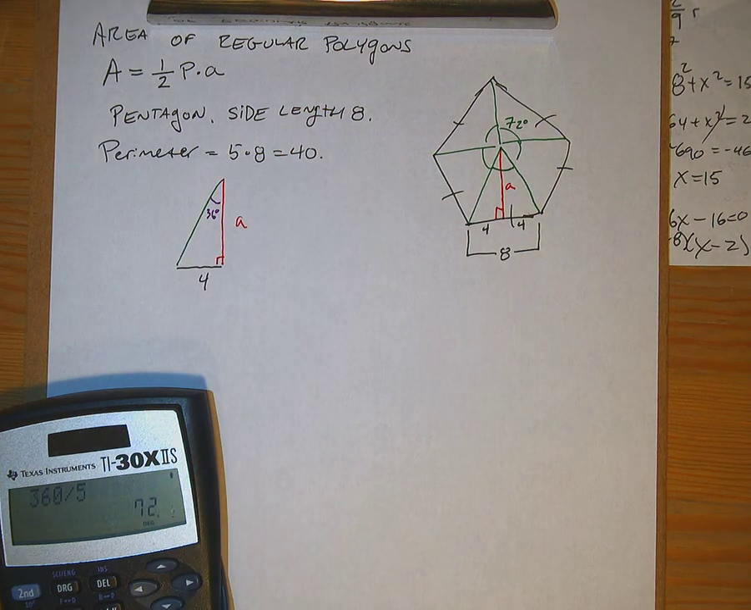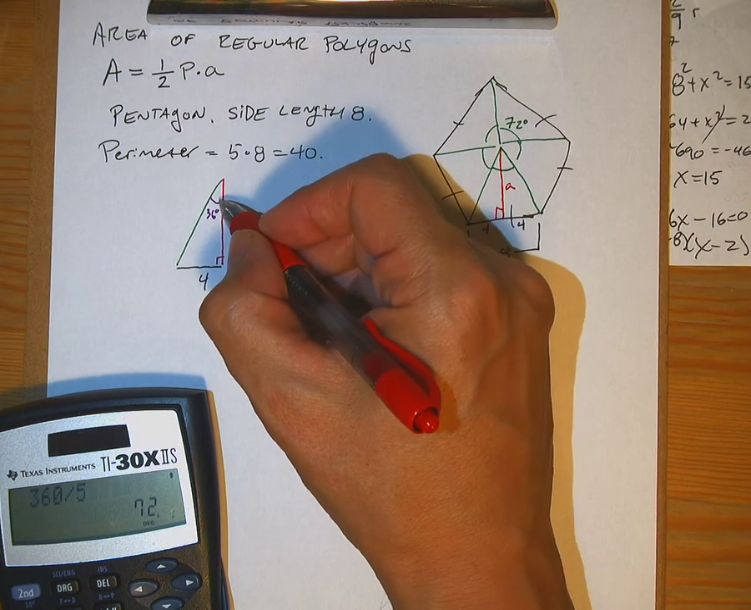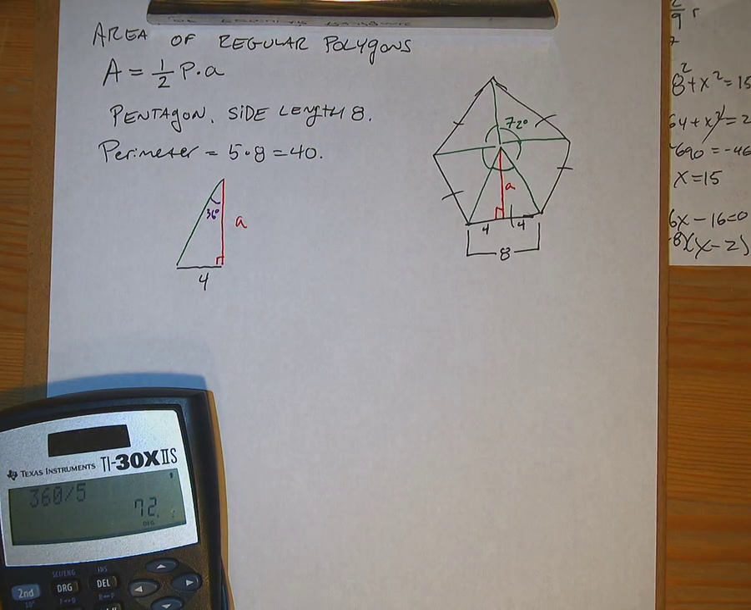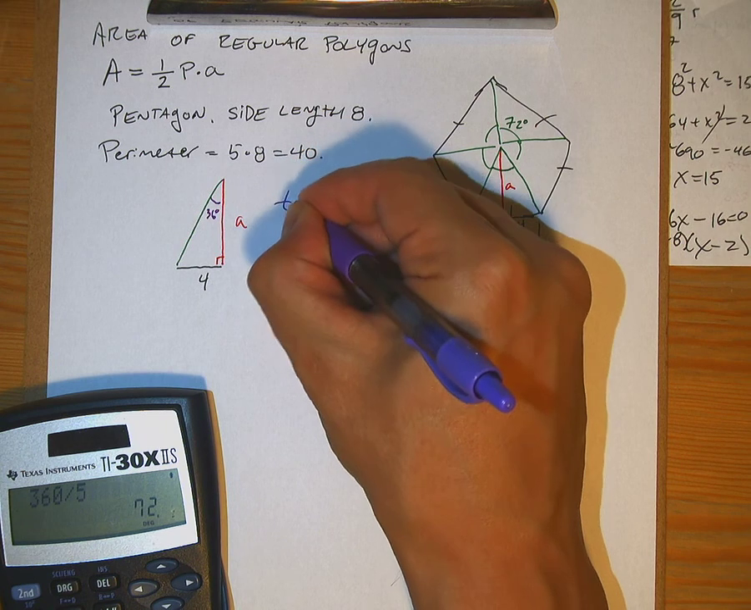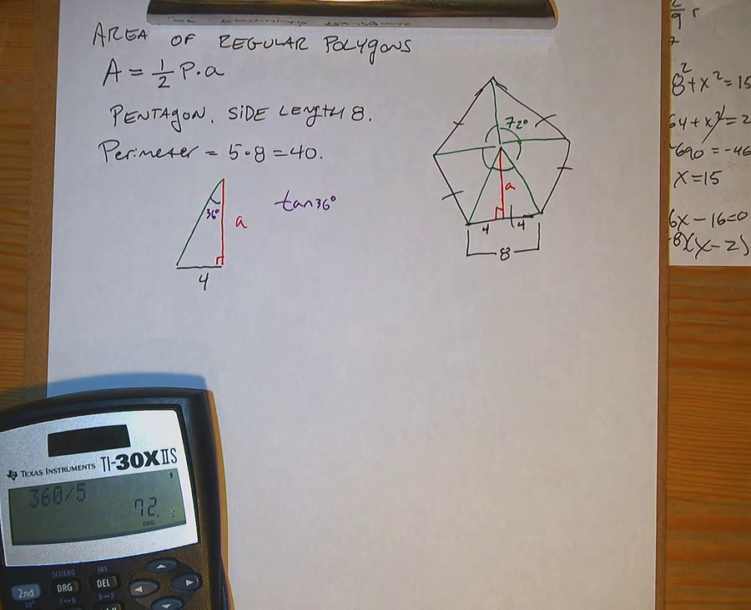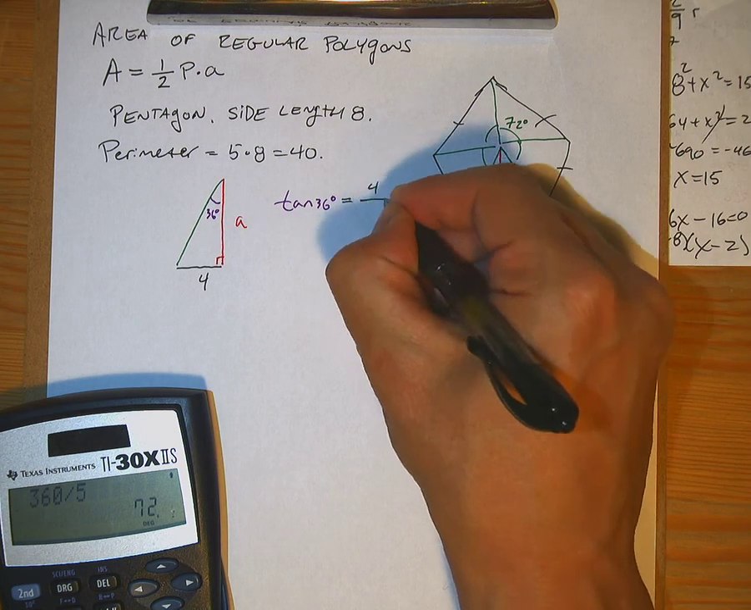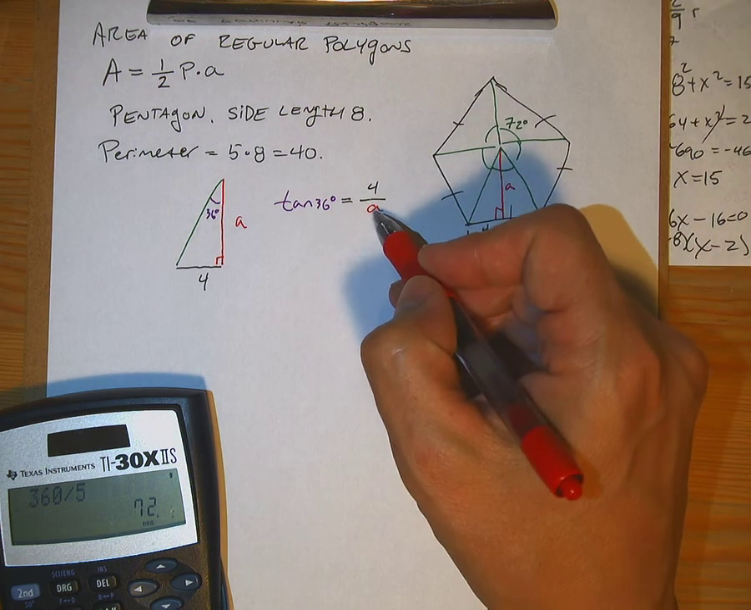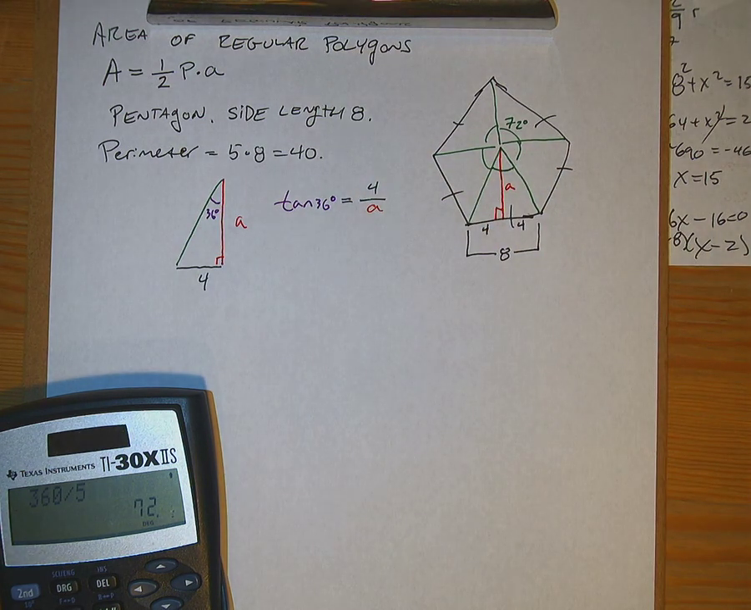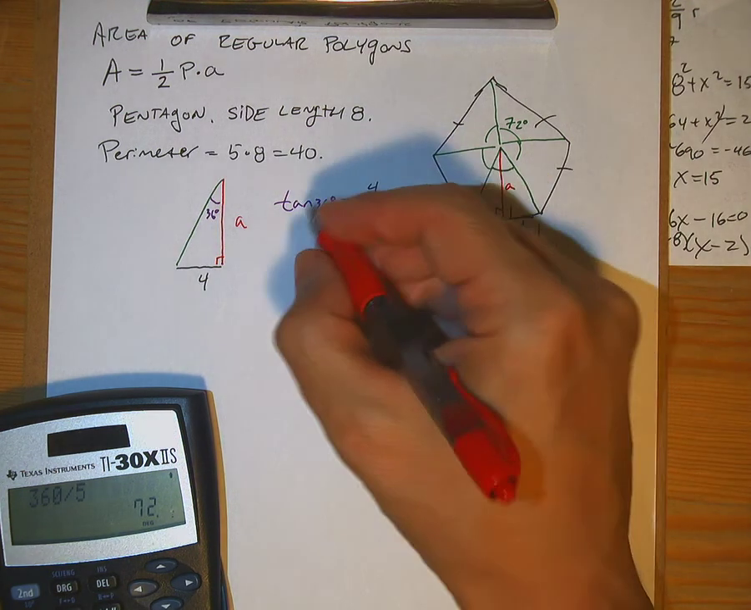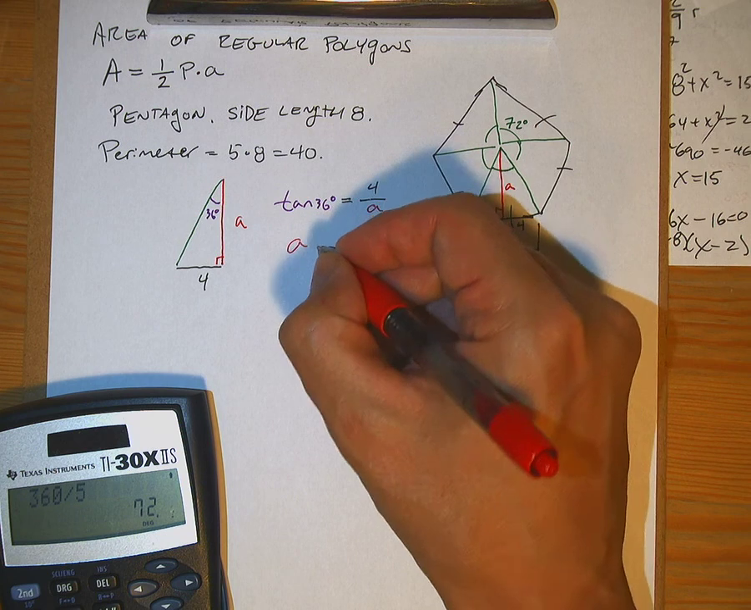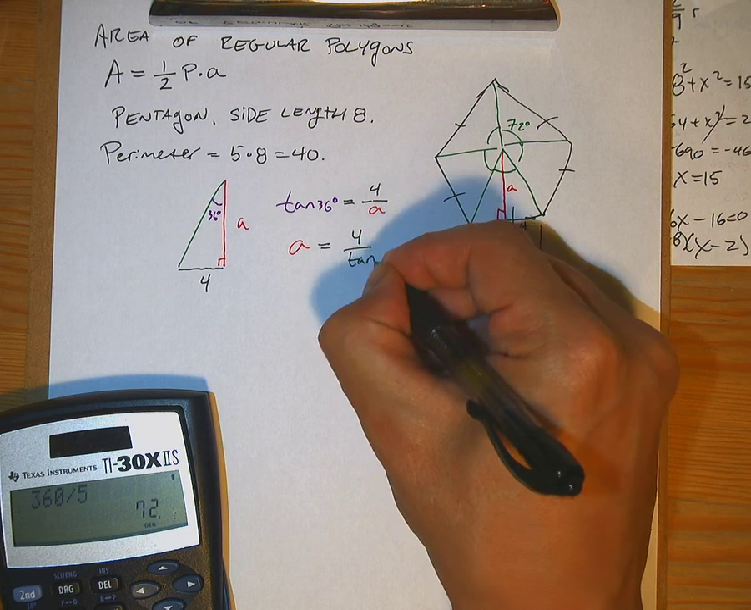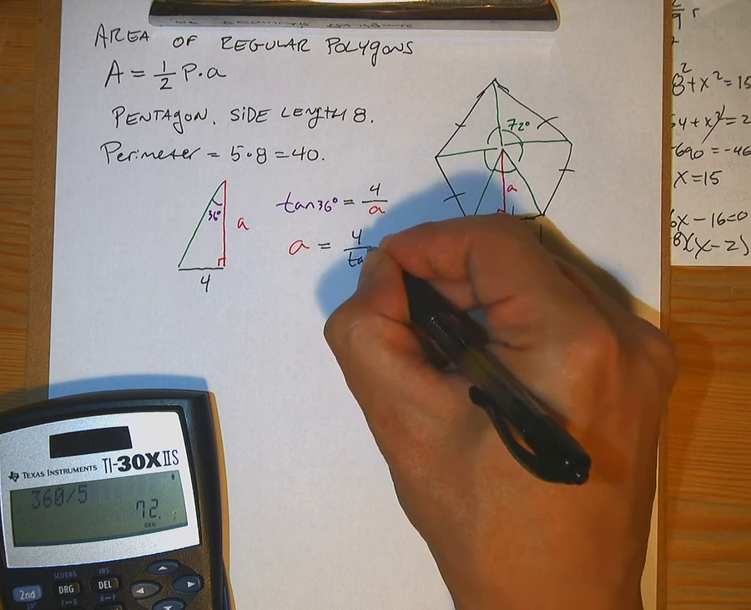So I need to find the apothem, which means I'm going to need to use some trigonometry. I'm given the angle, and I'm given an opposite side, and I want to find the adjacent side. So to me, that means we're going to need to use tangent. So tangent of 36 degrees equals opposite over adjacent, which is our apothem. And I've got the a in the denominator there. So what I want to do is multiply both sides by a and divide by the tangent of 36. So we're going to get a is exactly 4 over the tangent of 36. Sorry, I changed pen colors here.